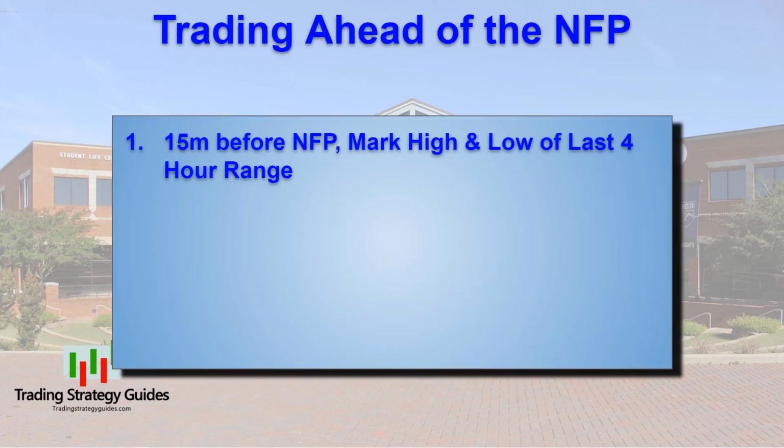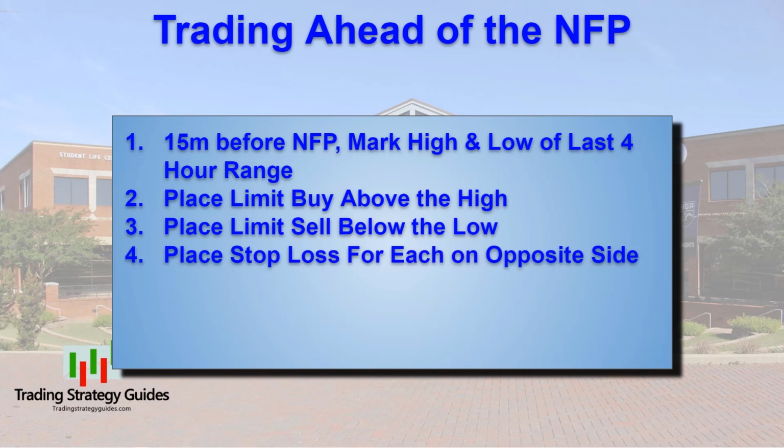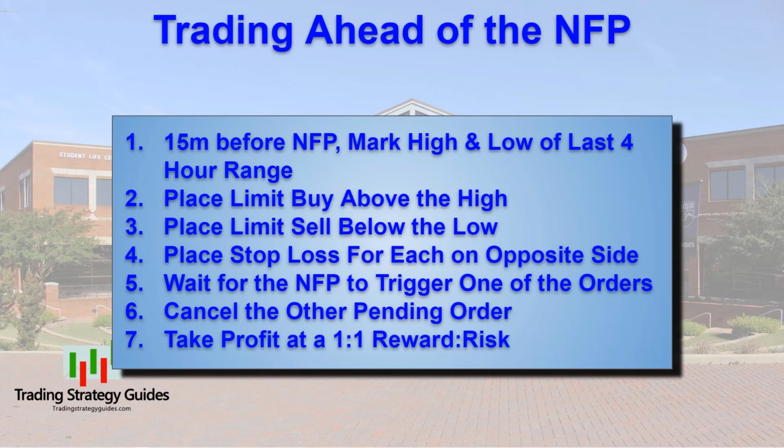Here are the steps to day trading NFP using only the charts. 15 minutes before the NFP release, mark the high and the low of the last 4-hour trading range on your chart. Place a limit buy order above the high of the range and a limit sell order below the low of the range. Place a protective stop loss order on the opposite side of the range for both of the limit orders you've placed. Wait for the NFP to trigger one of your orders. Remember to cancel the other pending order once you have an open position. As for the take profit, use a price target that is equal to the trading range identified in step 1.